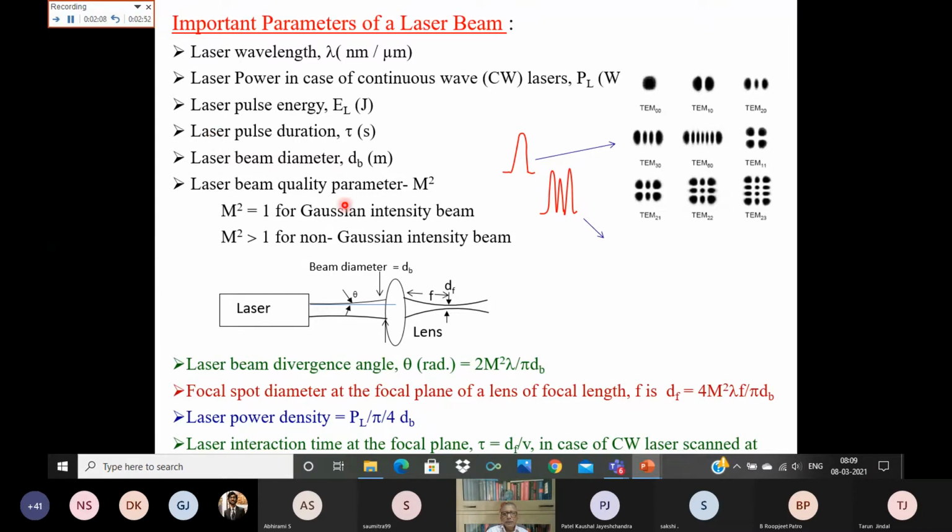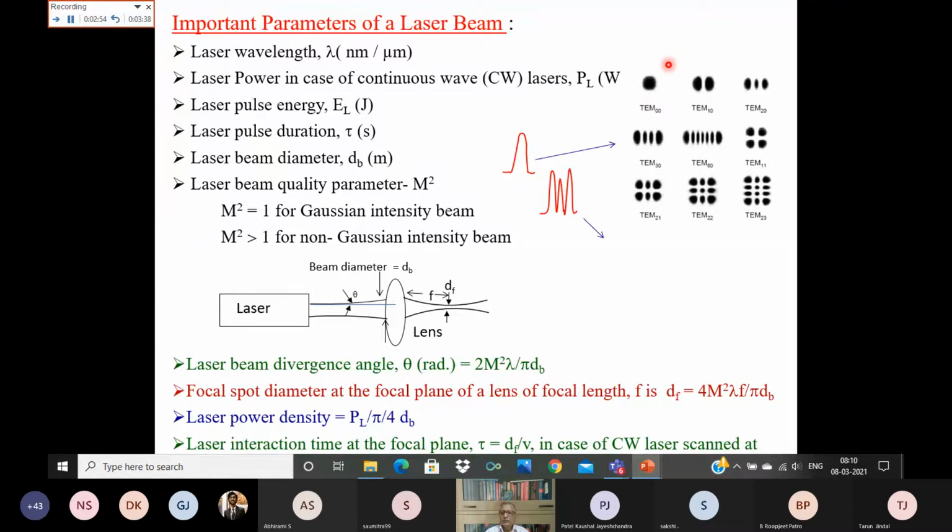Another very important factor is the beam quality. Now, when you consider a laser and put the laser beam on a screen, like a pointer on the screen, you get a spot. This spot could have an intensity distribution with intensity maximum at the center, and then slowly it decreases radially outward. This type of laser beam is known as a Gaussian beam, having Gaussian intensity distribution.